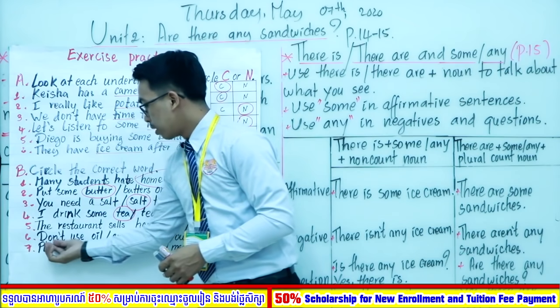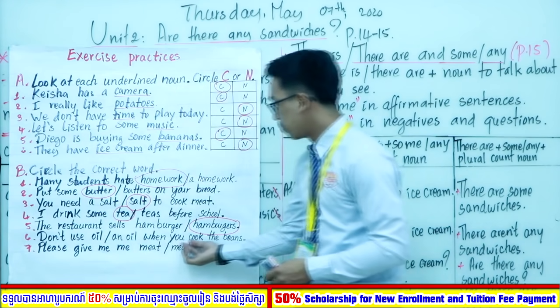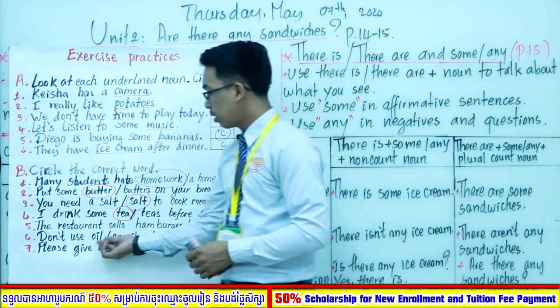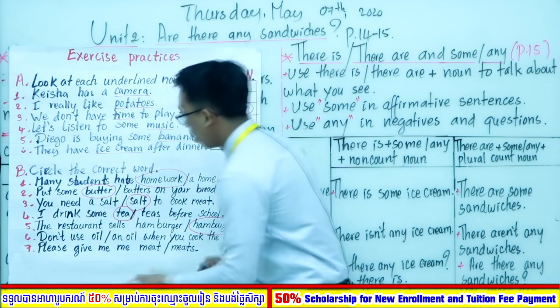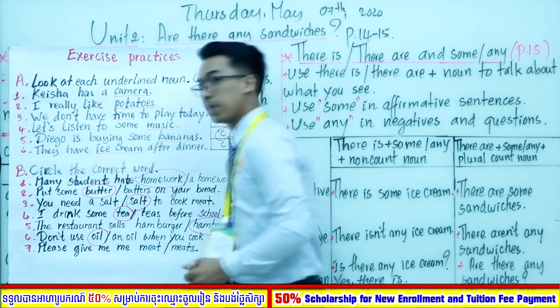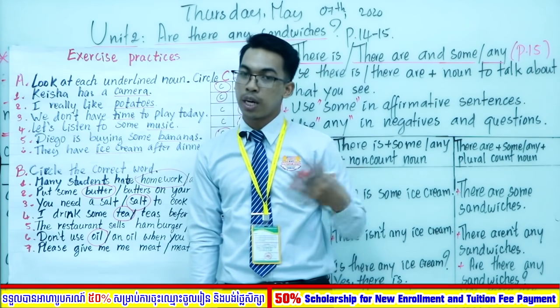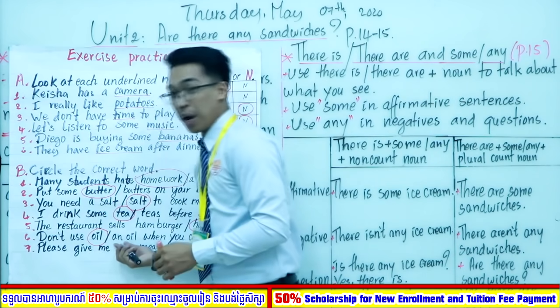Number 6. Don't use oil or an oil when you cook the beans. Which one, everyone? Oil or an oil? Very good. So oil. Because like I told you, the word oil is a liquid, so we cannot count it. We do not use it with an, okay?